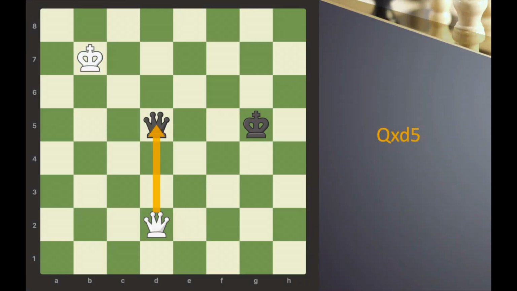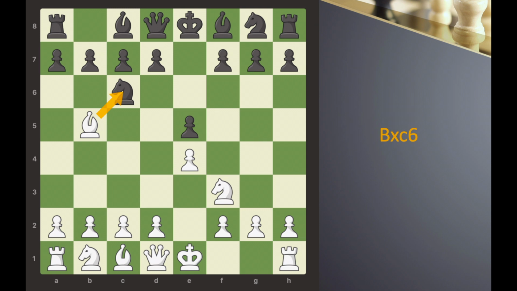Now let's look at the notation for capturing with a piece. The symbol of capture is identified by a small x. In this example, white queen captures the black queen, and the notation can be written as Qxd5. Here the white bishop captures the black knight, and the notation can be written as Bxc6.